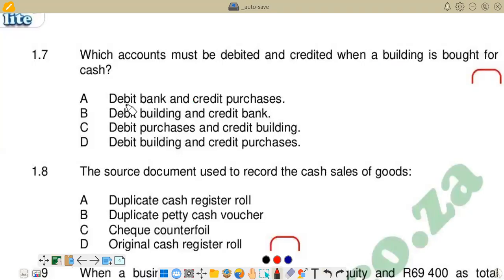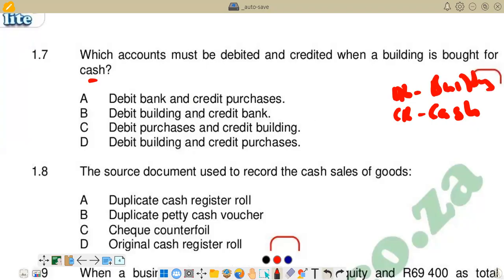On the next question, we are now on 1.7. It reads, which accounts must be debited and credited when a building is bought for cash? When you buy something on cash, remember, cash is going out. And remember the basic concept: we debit the receiver and credit the giver. So in this case, cash is going out, so we have to credit it to reduce the cash balance. We have cash being credited, and the building is coming into the business, so it's receiving. So we are debiting building. So this is what we have in terms of this double entry.